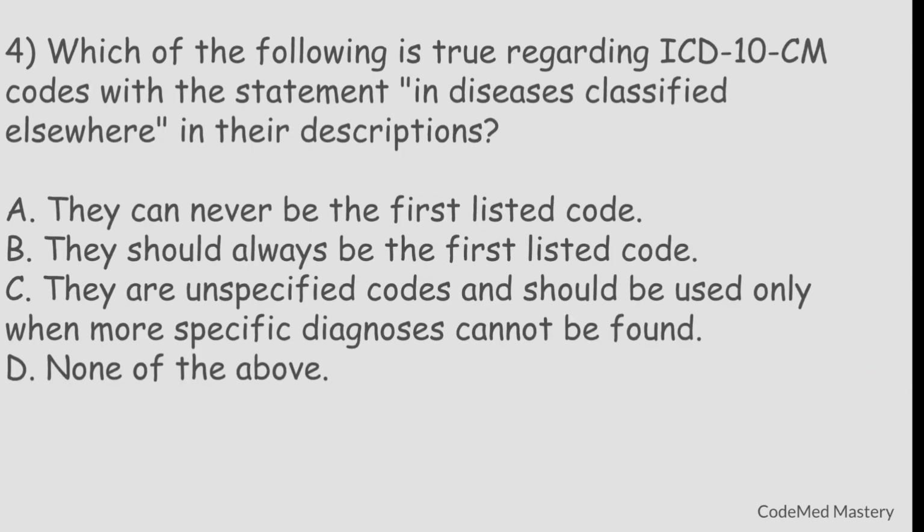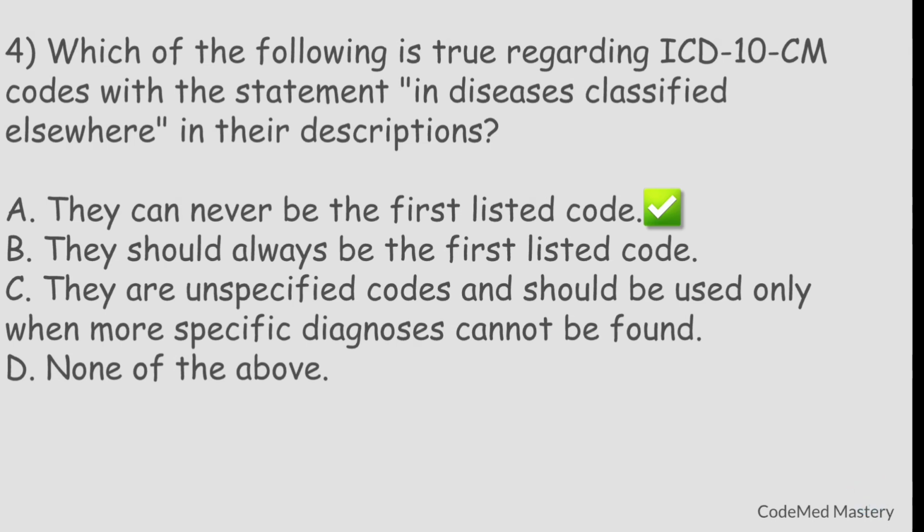Next question. Which of the following is true regarding ICD-10-CM codes with the statement "in disease classified elsewhere" in their descriptions? Option A, they can never be the first listed code. Option B, they should always be the first listed code. Option C, they are unspecified codes and should be used only when a more specific diagnosis cannot be found. Option D, none of the above. The right answer is option A, they can never be the first listed code.